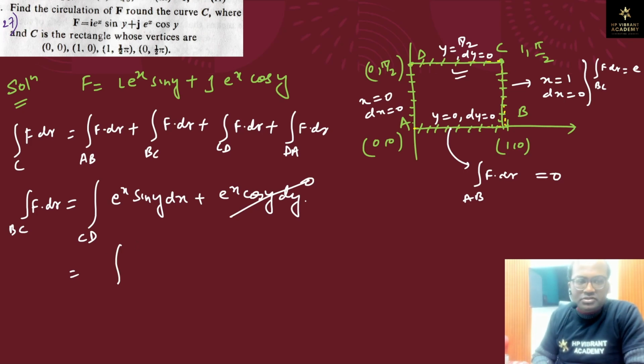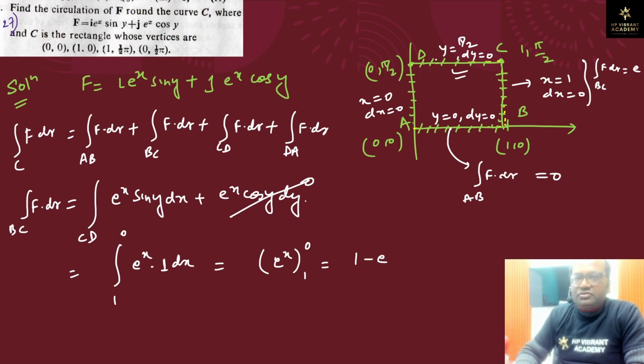So the limit on x is 1 to 0, e to the power x into sin pi by 2. Sin of y, as y is equal to pi by 2 is constant. Sin pi by 2 is 1 into dx. So the integration of e to the power x dx. So e to the power x is e^x, and we have limit as 1 to 0. So this is e to the power 0, that is 1, minus e. So here we have integral along CD f dot dr is equal to 1 minus e.